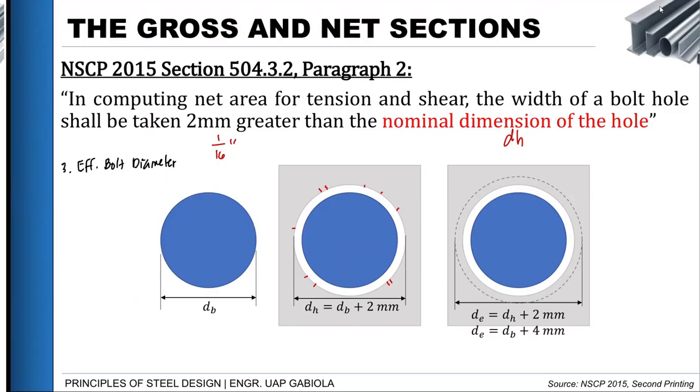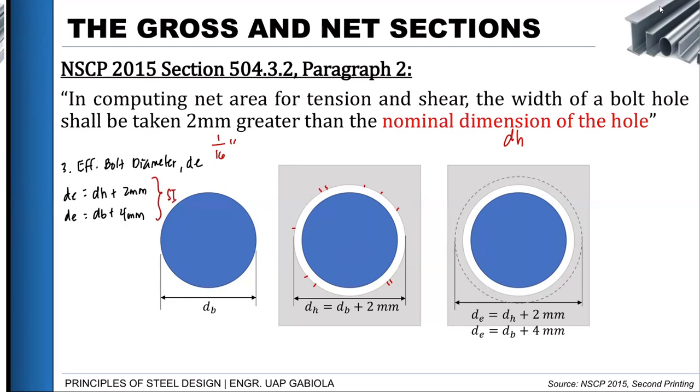Ito yung kailangan natin, o D sub E. So, D sub E is equals to yung diameter ng hole daw plus 2 mm, or yung diameter ng hole, pagbabalik natin yung dB, so dB plus 4 mm tayo. This is for SI.